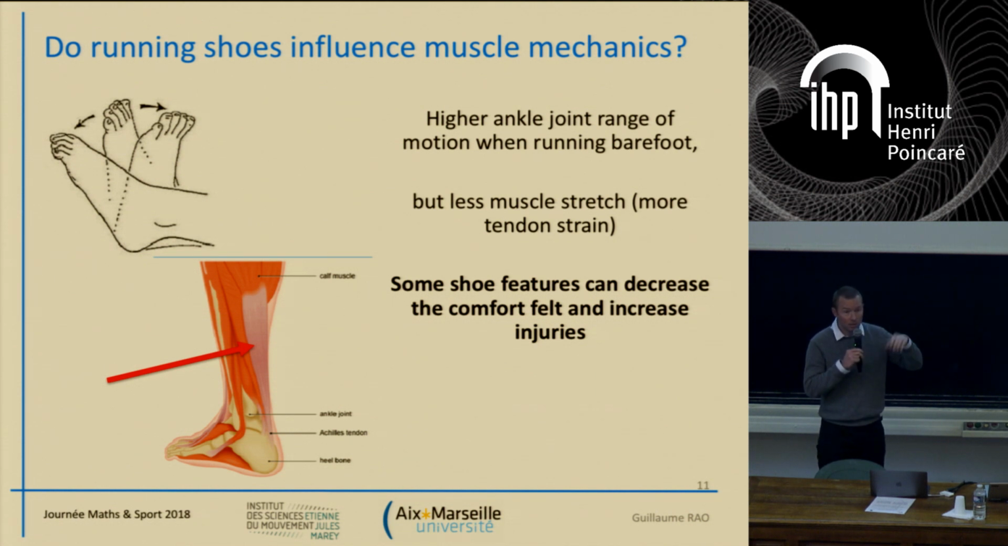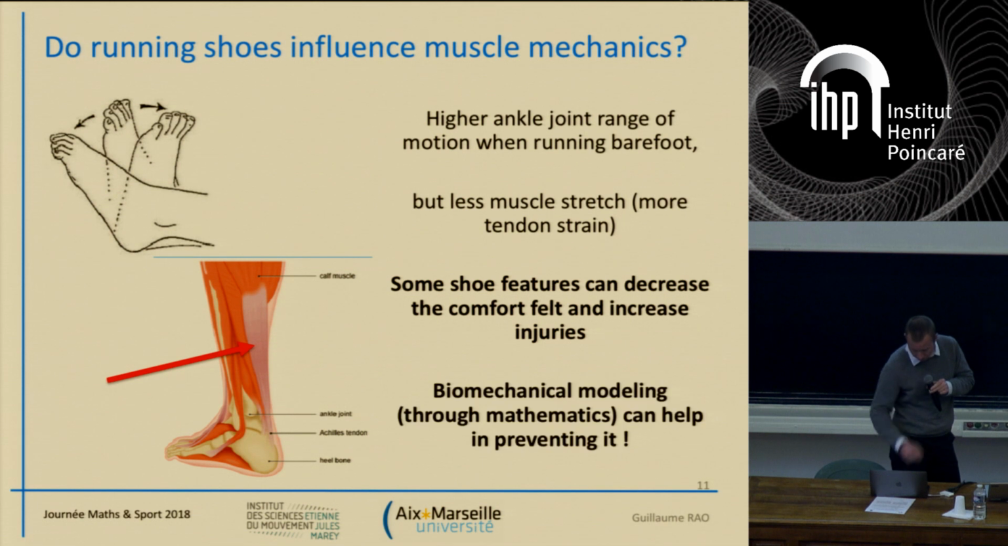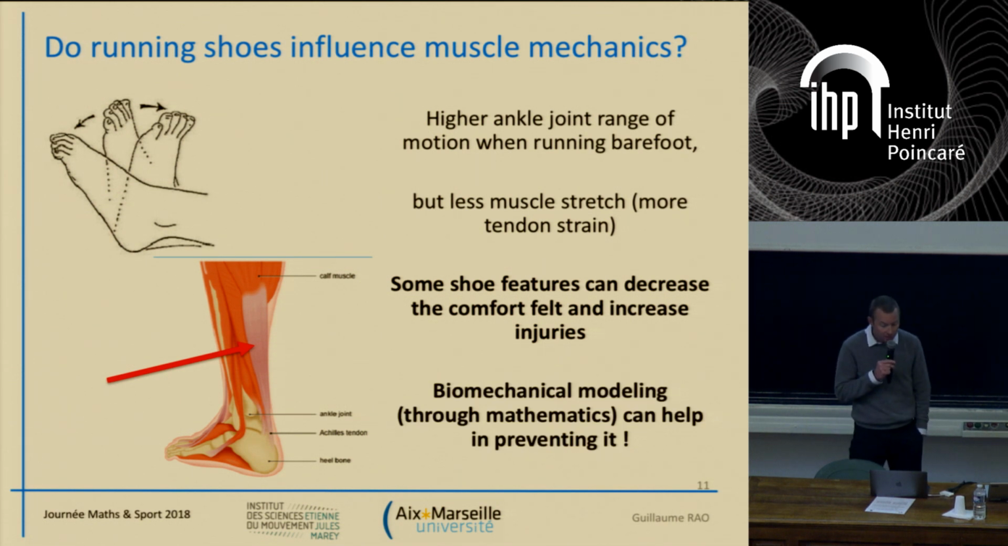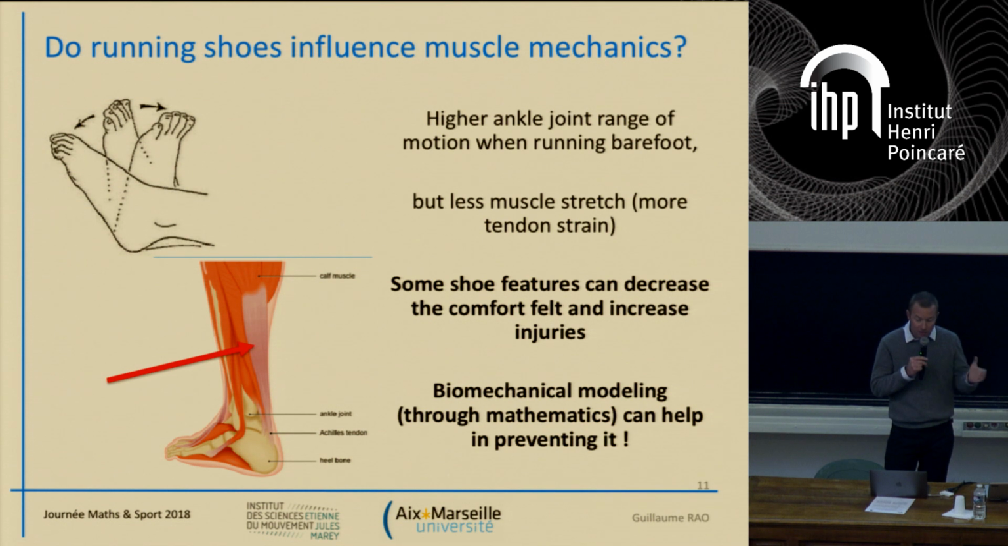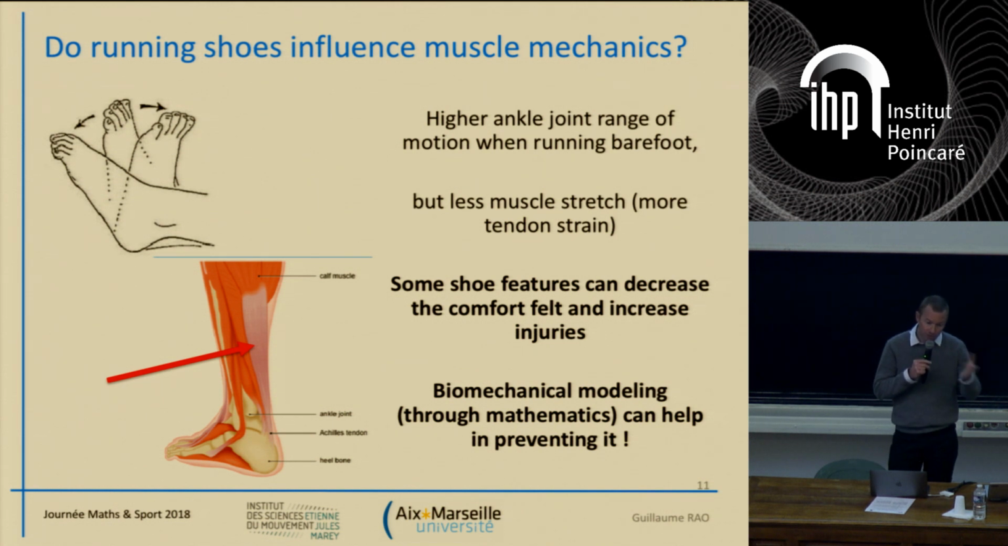Basically, if you increase the part played by the tendon without any adaptation or learning to that, you might increase the stress in the tendon and lead to a tendon rupture or tendinopathy. So biomechanical modeling and mathematics can help in preventing this kind of injury, because if you are running different experiments with different kinds of shoes, you can compute the internal stress and find the best compromise between the properties you want for the shoes and the outputs for the human body.